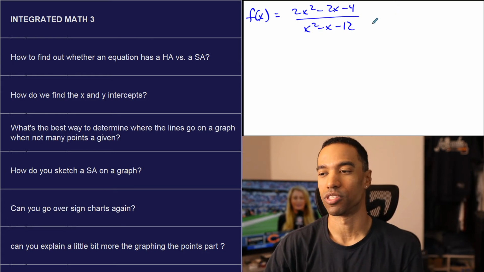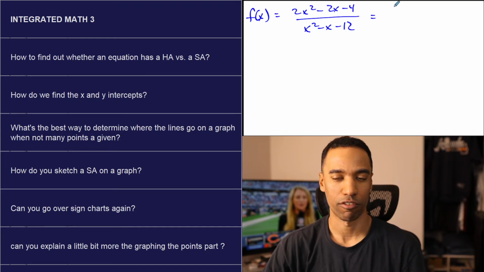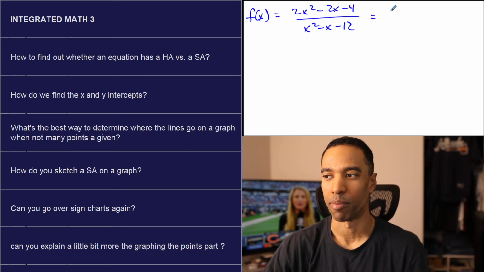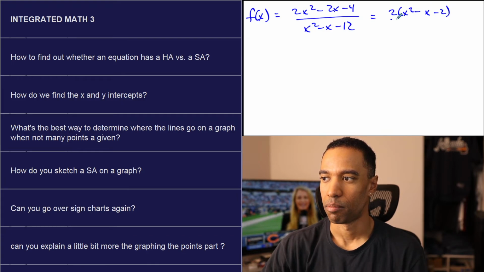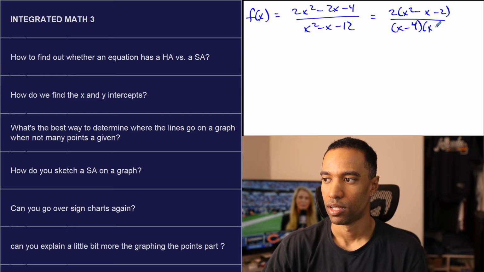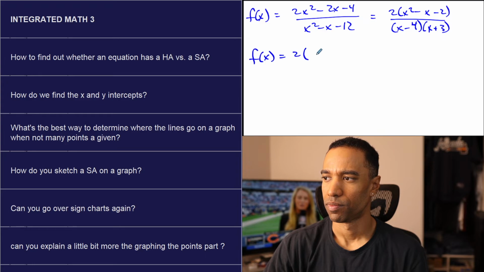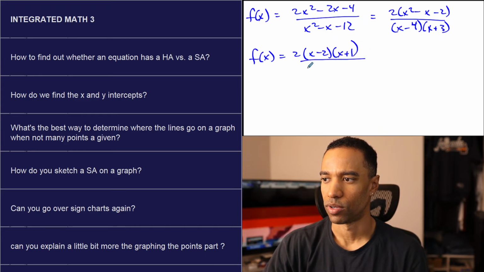So here's what we want to do. We want to factor this thing first. Factoring gives us a lot of information. I got a GCF of 2 up top, and on the bottom I can factor x minus 4 times x plus 3. And then also on top, this can factor into x minus 2 times x plus 1. Okay, what does factoring give us?